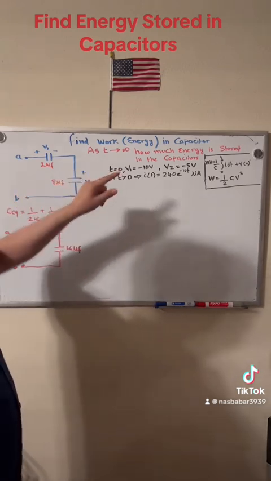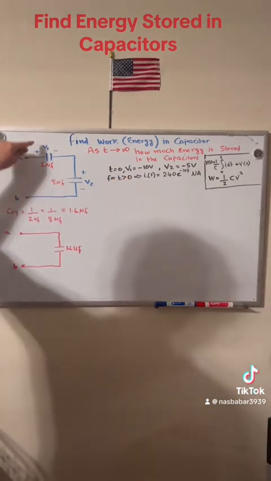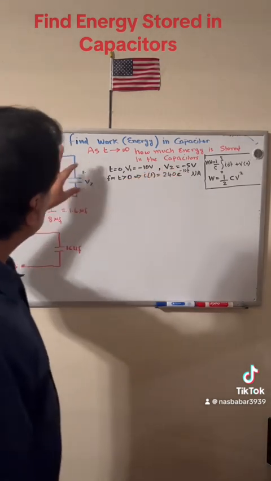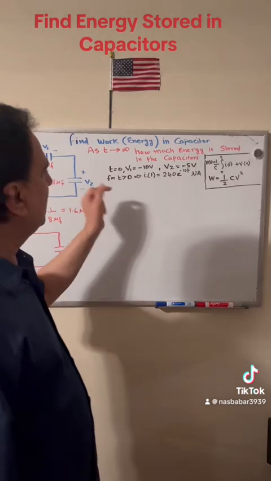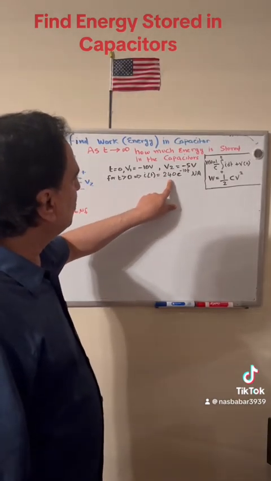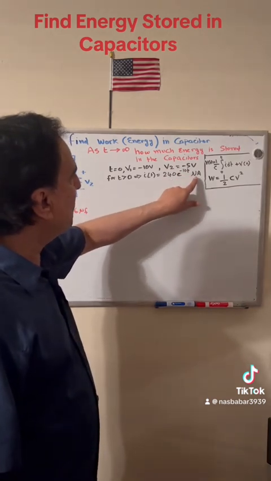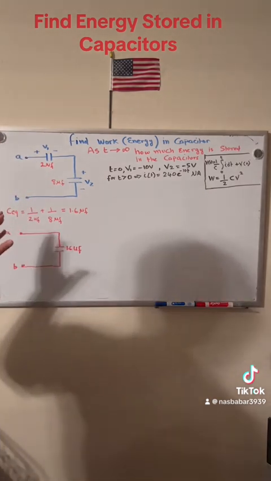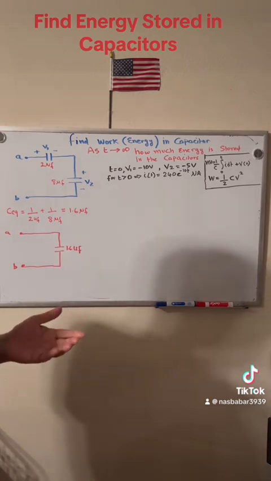At time t = 0, the voltage V1, which is right here, is minus 10 volts. Voltage V2, which is right here, is minus 5 volts. And the current at time greater than 0 is i(t) = 240 e^(-10t) microamperes.